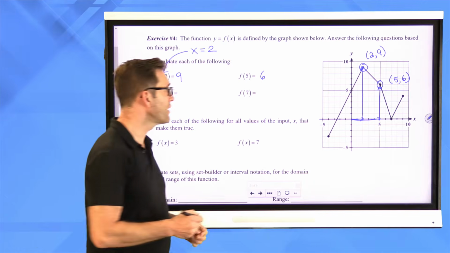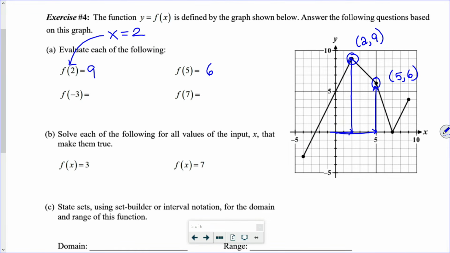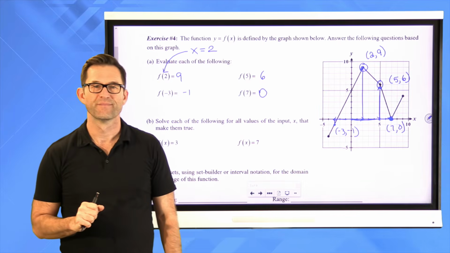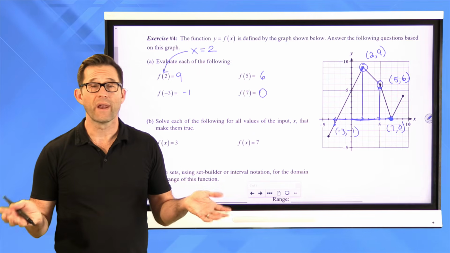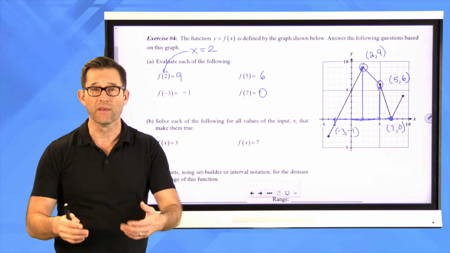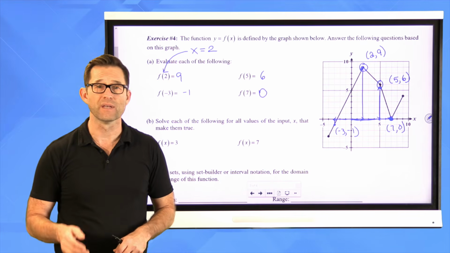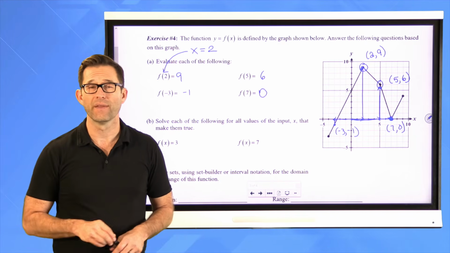All right, let's do f of negative 3. Let's go over here to negative 3, go down, not very far. That's the point negative 3, negative 1, and therefore the output is negative 1. f of 7 might be a little bit tricky because when I go over to f of 7, I'm right here. And that's the point 7, 0, so f of 7 is just 0. Okay, so when I give you the inputs, asking you for the outputs is pretty easy. I'm giving you the x-coordinate, you just go ahead and find the y-coordinate.